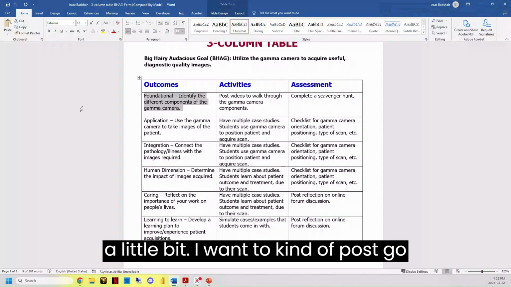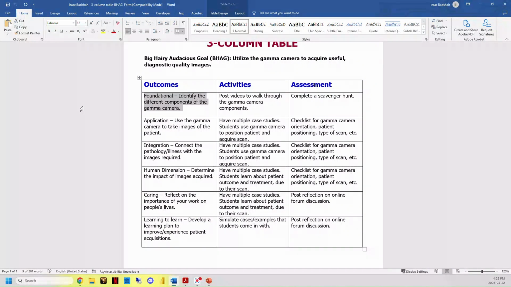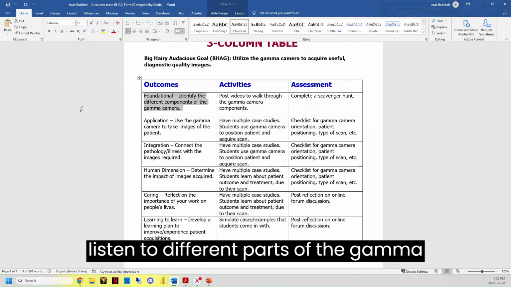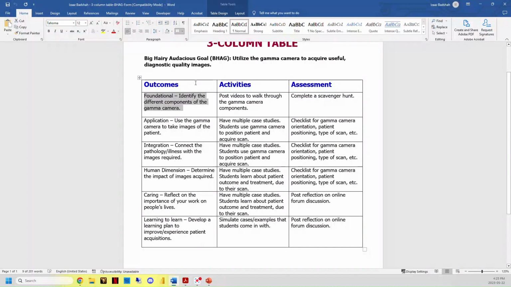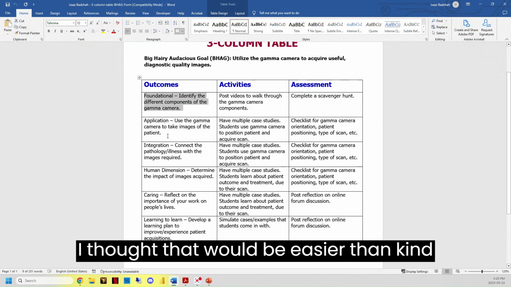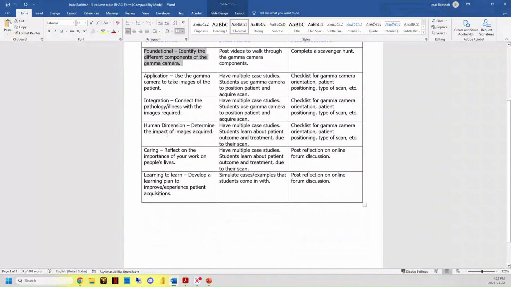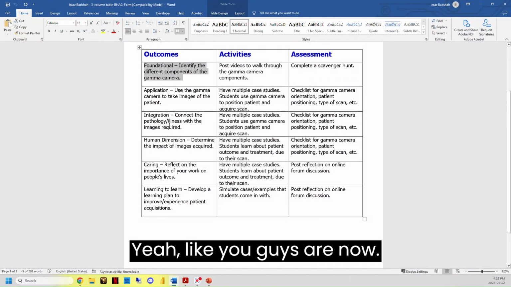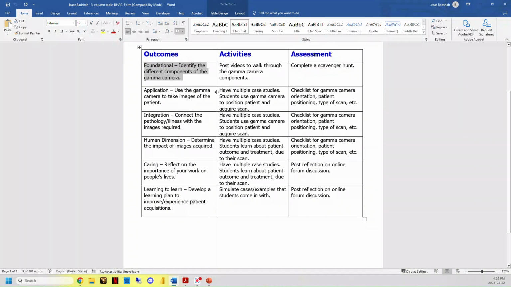I want to make videos, post the videos, have them review it before they come to class. And then when they come to class, do a scavenger hunt where I list the different parts of the gamma camera and they go in and find the different components. I thought that would be easier than just coming in and looking at me while I talk, like you guys are now. So application, learning outcome: use the gamma camera to take images of the patient.